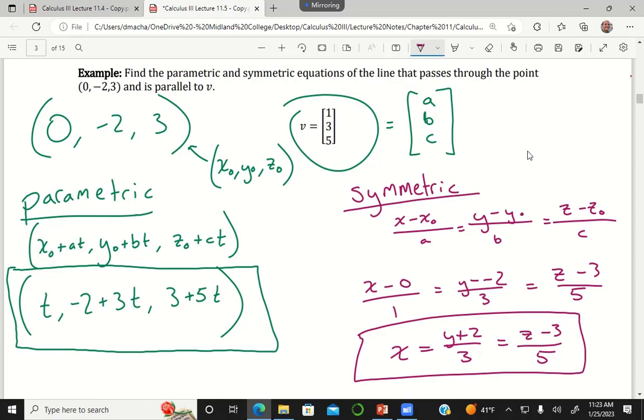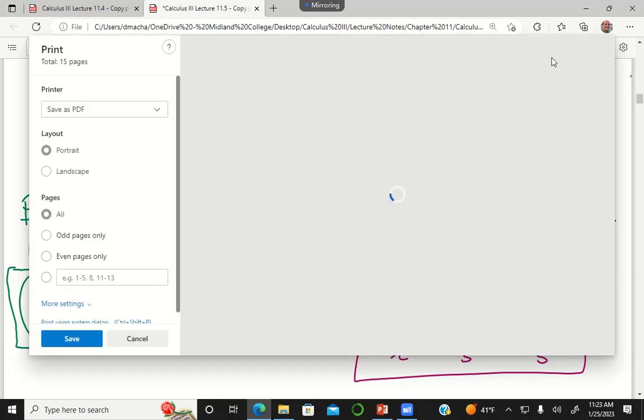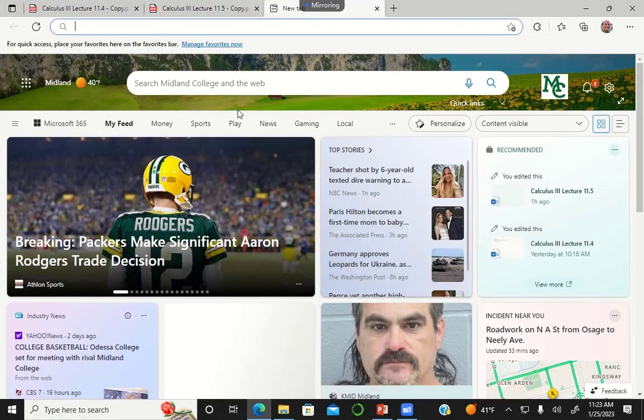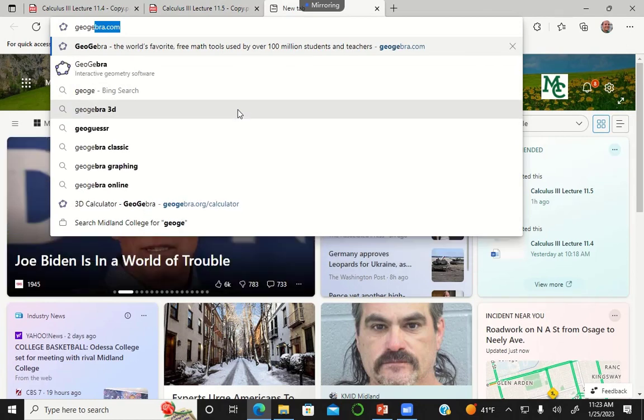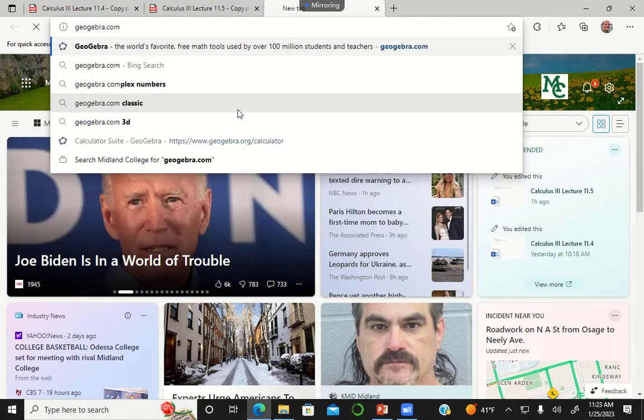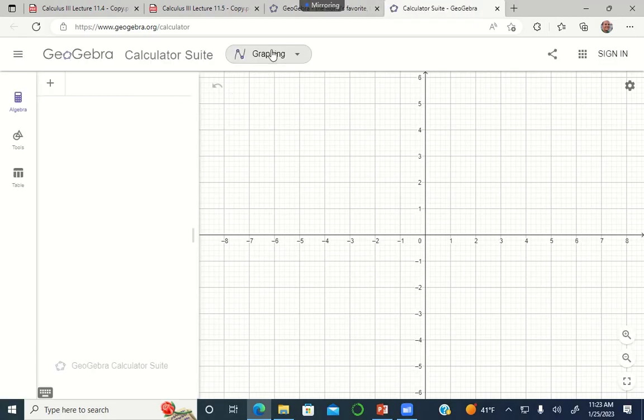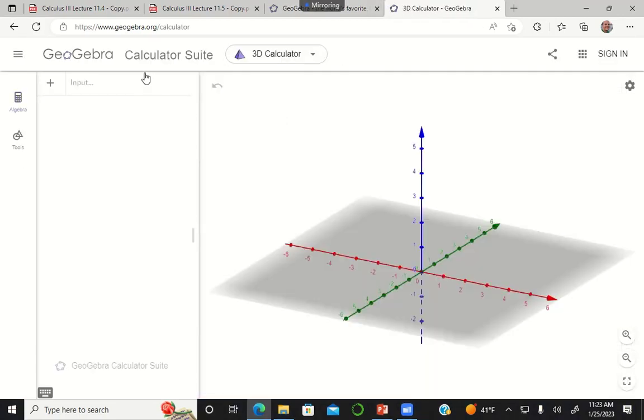So one thing I encourage you to do if you're working through homework problems at home and you have your laptop ready: go to GeoGebra.com, start calculator, and then switch it from graphing to 3D calculator. And then you can type in exactly what we just typed in.